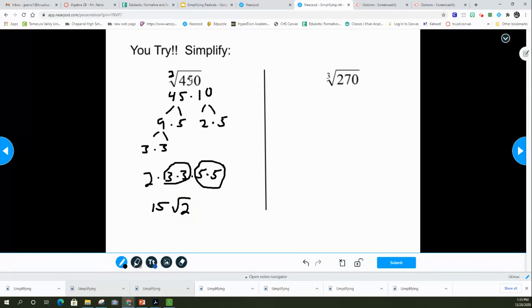Again, if you knew that 225 times 2, the square root of 225 is 15, so you could have got there using 225 as well. All right, so 15 square root of 2. Okay, now let's do cube root.